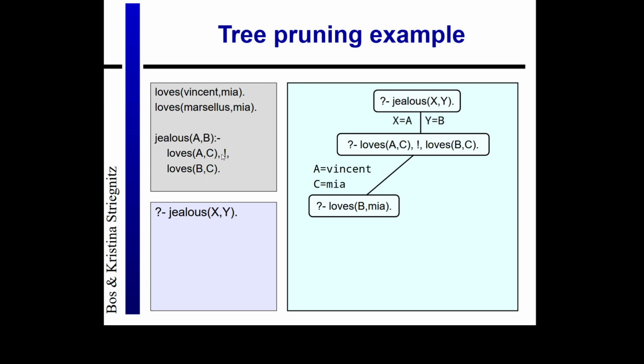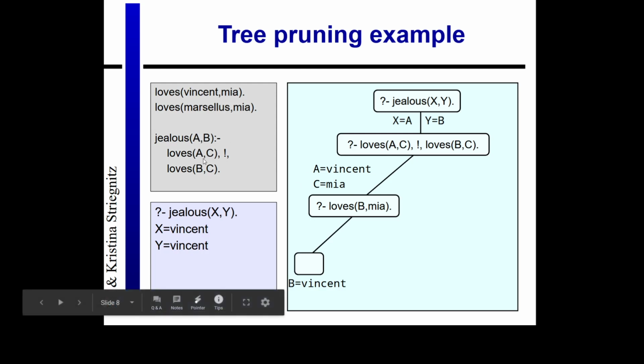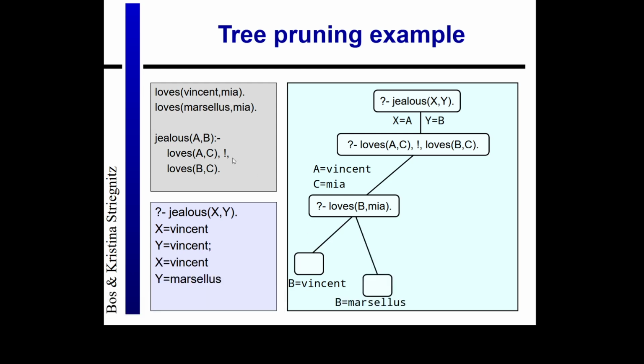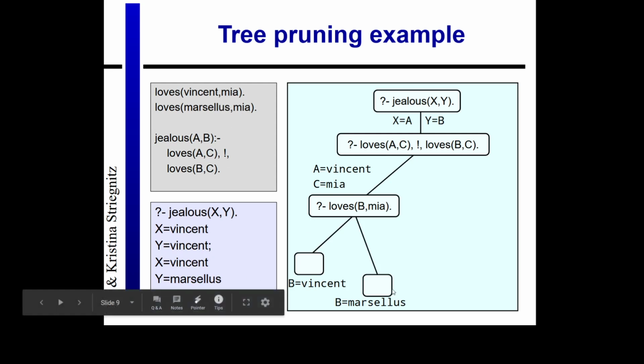Then we pass our cut, which always succeeds. So we go ahead and check loves(B,C). C is Mia, so we look for who else loves Mia, and in this case, Vincent is our answer. So Vincent loves Mia and Vincent loves Mia means that X and Y can both be Vincent, so he is jealous of himself. While we're still down here on this part of the tree, we can check another B, C: Marcellus and Mia. And so now Vincent is jealous of Marcellus.